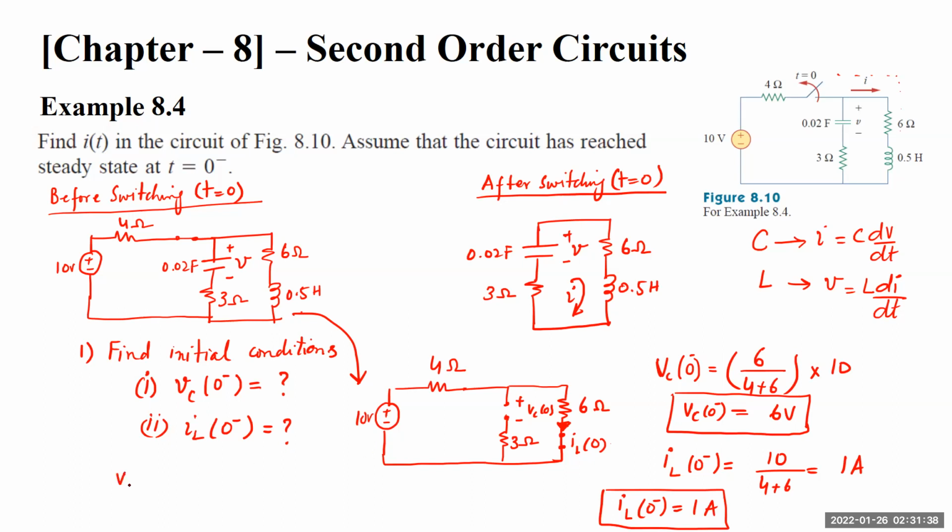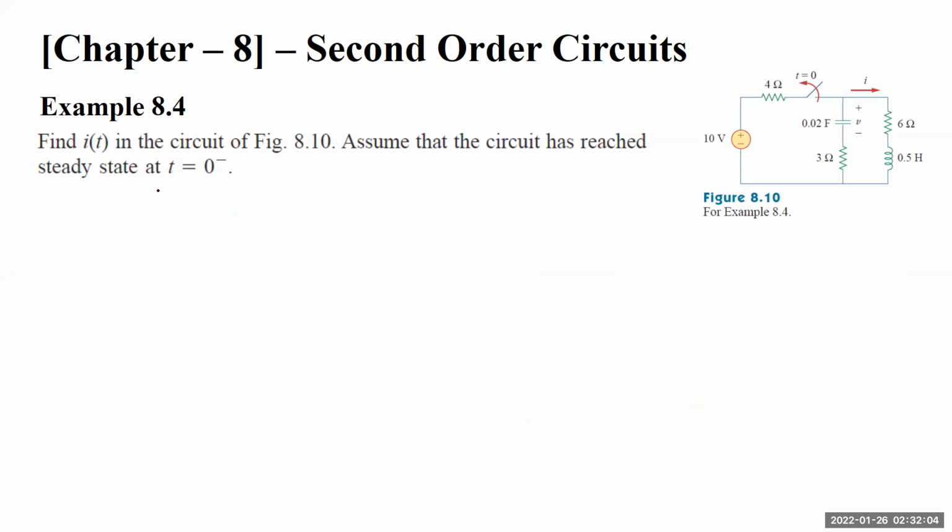So remember, VC at 0 negative is equal to VC at 0 positive, which is equal to 6 volts. This is our first initial condition. Our second initial condition, IL at 0 negative equals IL at 0 positive equals 1 ampere. So these are our two initial conditions to start our question. Okay, so now moving ahead, now our circuit is switched.